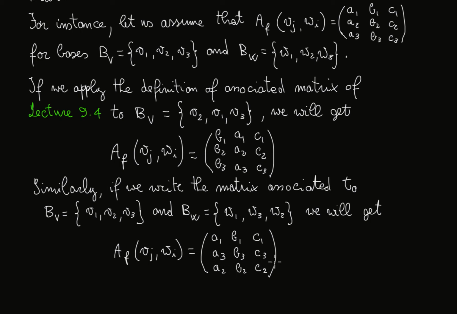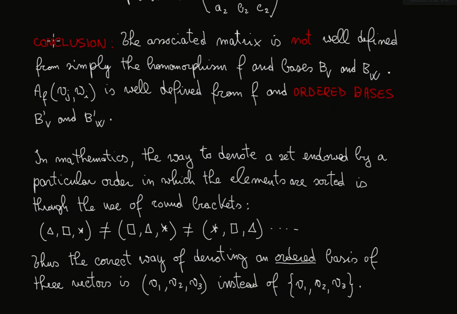The fact that we are talking about rows and no longer columns is because we have permuted vectors in the codomain. Therefore, what we see is that there is not a well-defined associated matrix to F, BV, and BW unless we fix the order in which we are sorting the vectors of BV and BW. Conclusion: the associated matrix is not well defined from simply the homomorphism F and bases BV and BW.